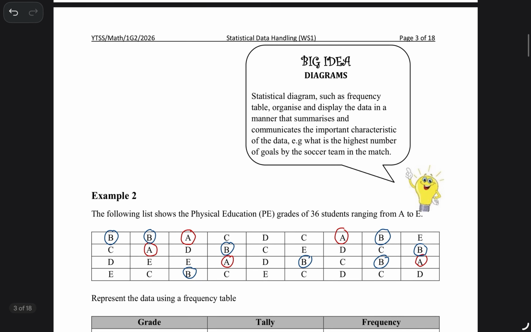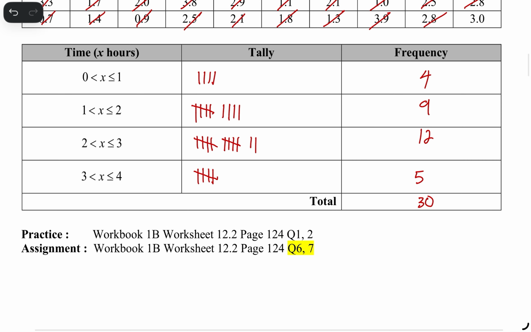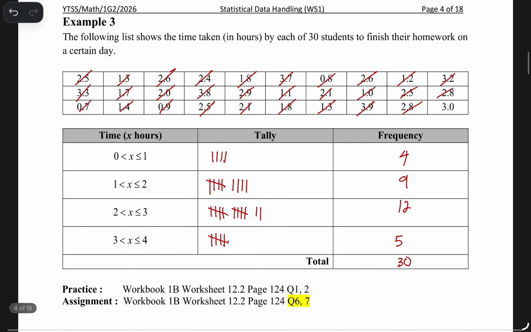So this is the end of this part of this worksheet. Once you're done, I would like you to go back and do the workbook practice questions 1 and 2, as well as the assignment questions 6 and 7, and we will go through this in class once you are done. So this is the end of the first part of this video.